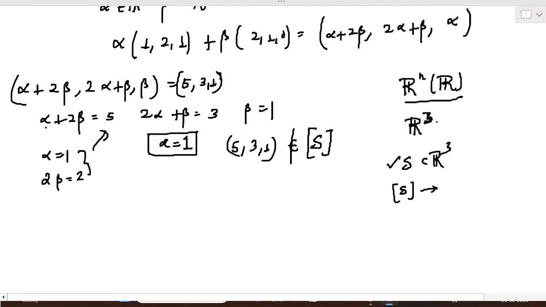Alpha plus 2 beta would be then 3. Okay, now what do you think about 2 comma 1 comma 0? So 2 comma 1 comma 0, do you think that this belongs to set S, the linear span of S? Does this belong to the linear span of S?